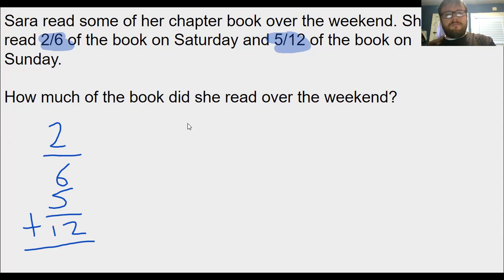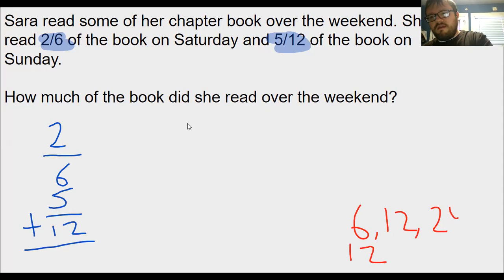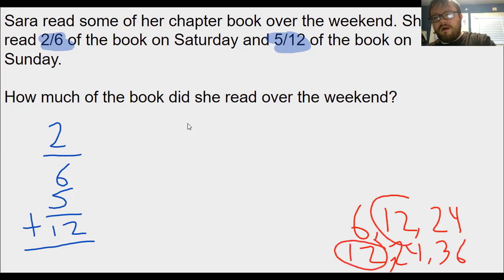So I'm going to count by 6s and 12s until I arrive at my LCM. I'm just going to do it 3 times. So 6, 12, 24. And then 12, 24, 36. And you might notice that 6 and 12 share a lot of similar factors. I could turn these denominators to 24, but that's just too much work. So my least common multiple is 12.